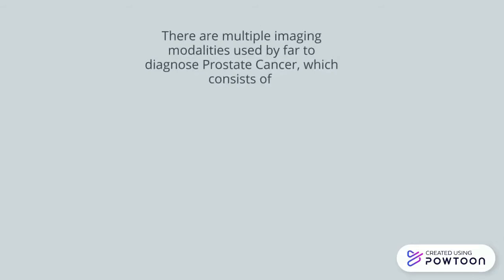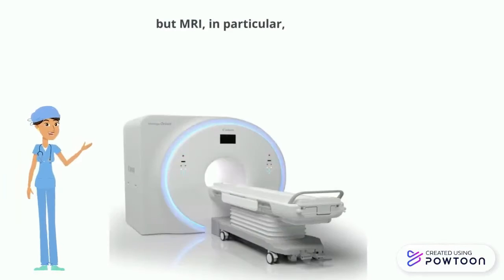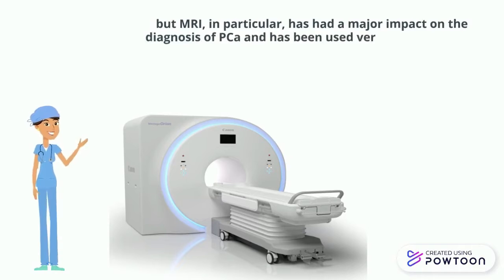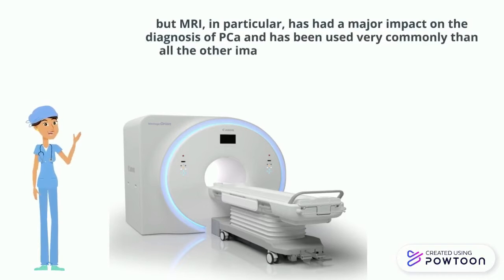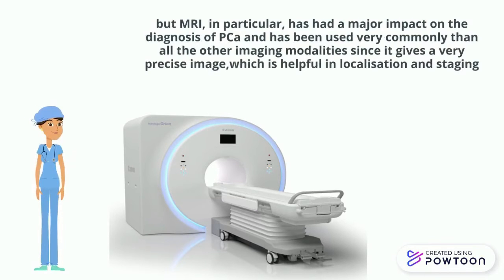There are multiple imaging modalities used so far to diagnose prostate cancer, which consist of transrectal USG, CT scan, and nuclear bone imaging. But MRI in particular has had a major impact on the diagnosis of prostate cancer and has been used much more commonly than all the other imaging modalities since it gives a very precise image, which is helpful in localization and staging of the tumor.